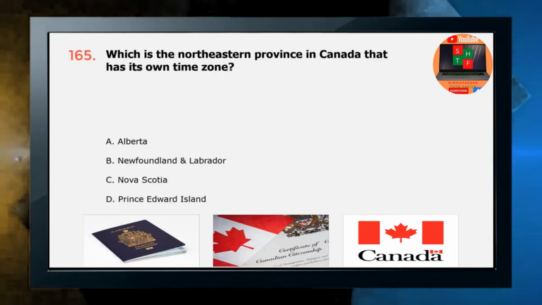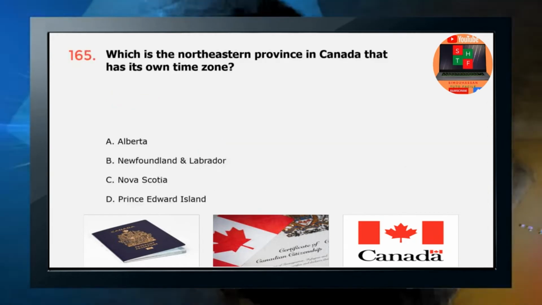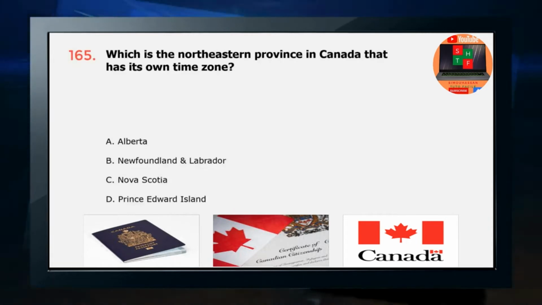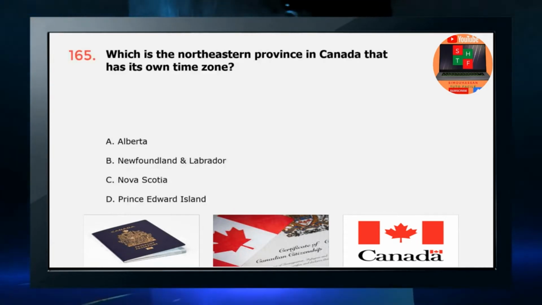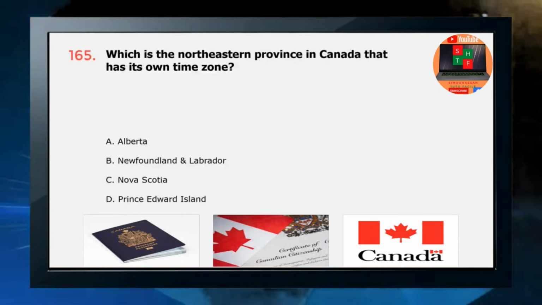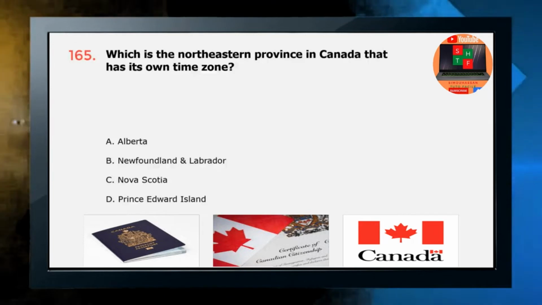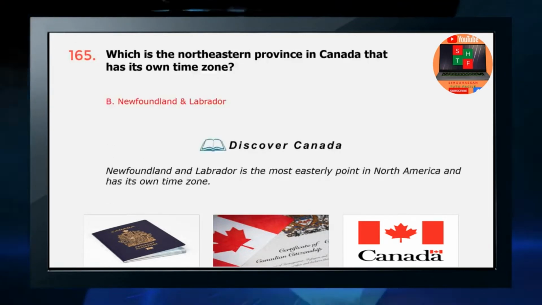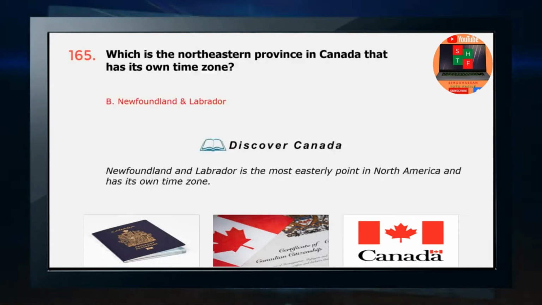Question 165. Which is the northeastern province in Canada that has its own time zone? A. Alberta. B. Newfoundland and Labrador. C. Nova Scotia. D. Prince Edward Island. The answer is B. Newfoundland and Labrador.